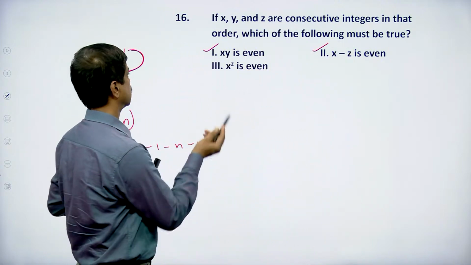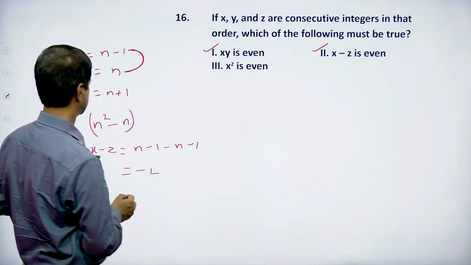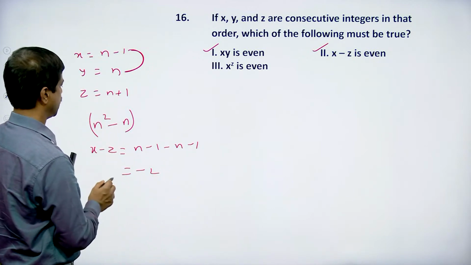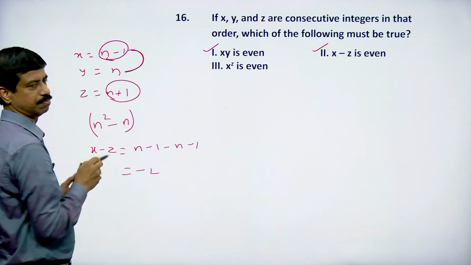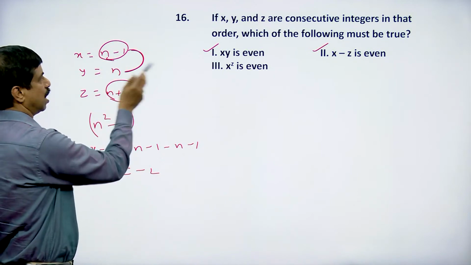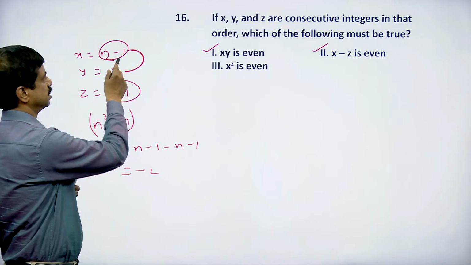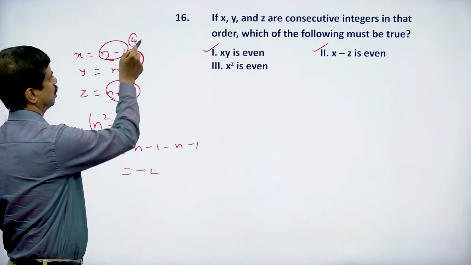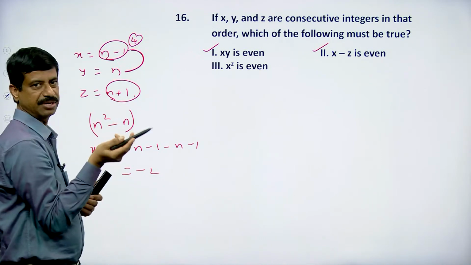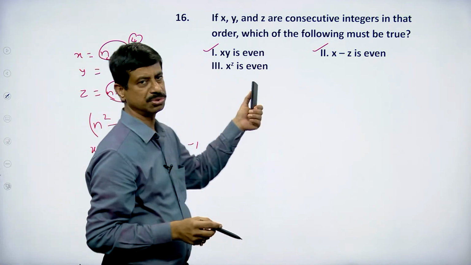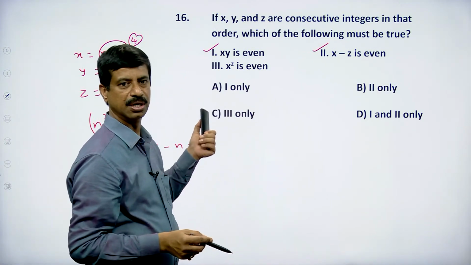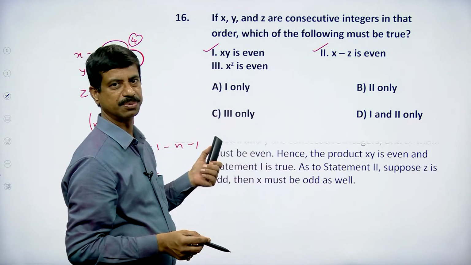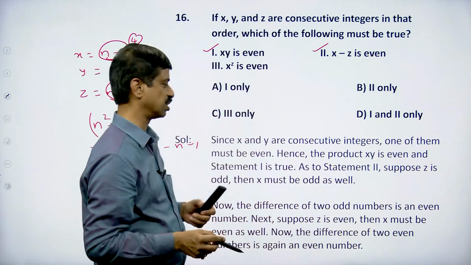Okay, x power z is even. Let us say x is 3, then 3 to the power of 5 is not even. So it is not always true. If x is 4, 4 power 6 is even. So sometimes it is true, sometimes it is not true. Therefore option 3 does not work out, only options 1 and 2 work out, children. Please note it fast, quick.